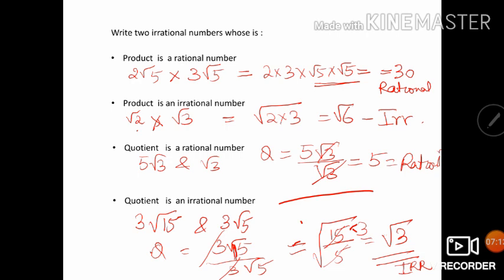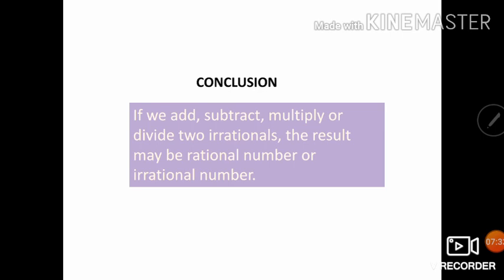So what do we observe? What can we conclude? When we find the product of two irrational numbers, it can be either rational or irrational. When we find the quotient, it can be either rational or irrational. So if we add, subtract, multiply or divide two irrational numbers, the result may be a rational number or an irrational number.